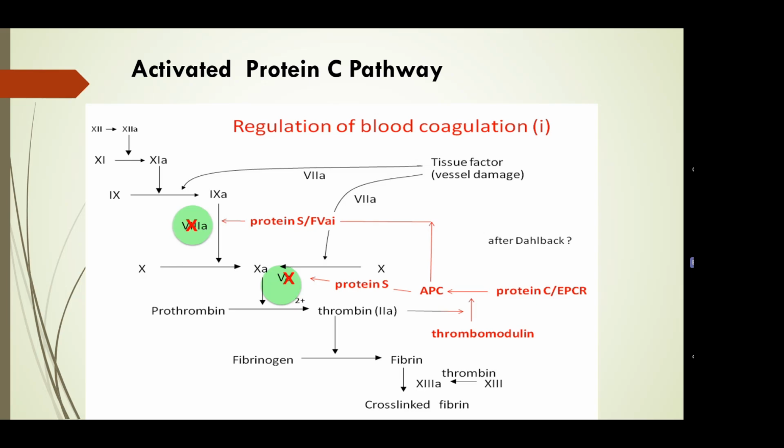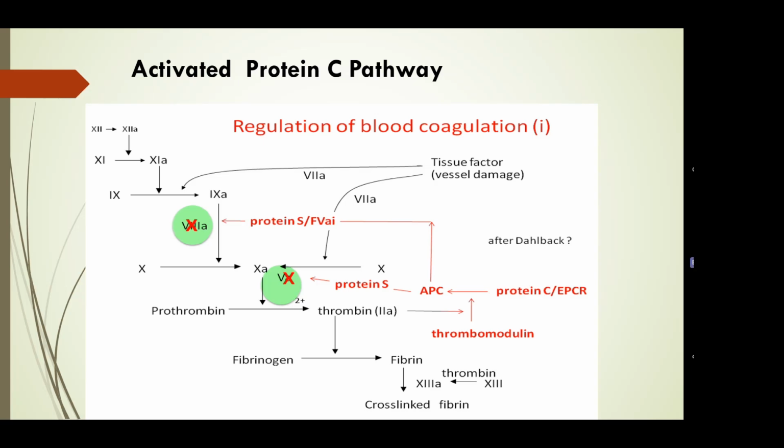The endothelial cell membrane protein C receptor 1, and the activated protein C. This protein activates protein C, combining with protein S. The activated protein C protein S complex will inactivate factor 5 and factor 8, reducing the formation of blood clots.